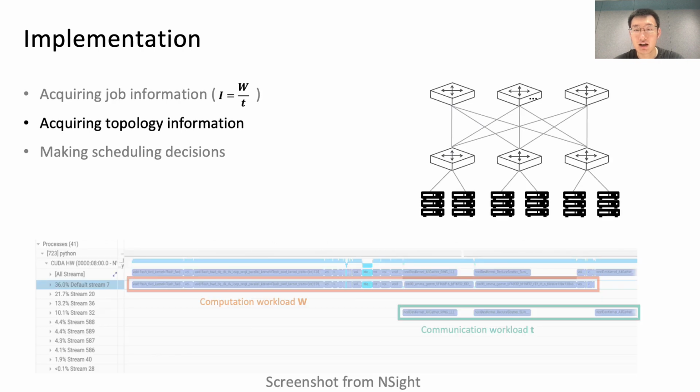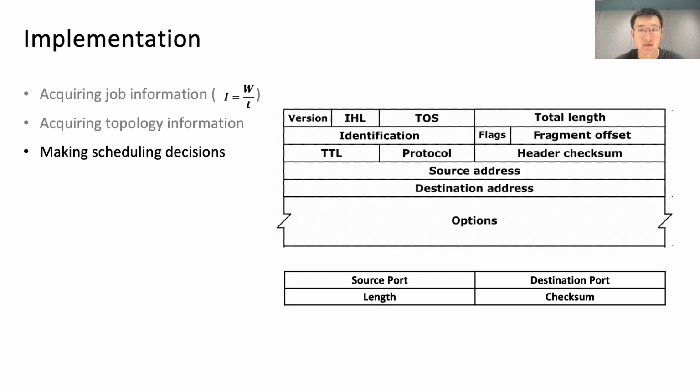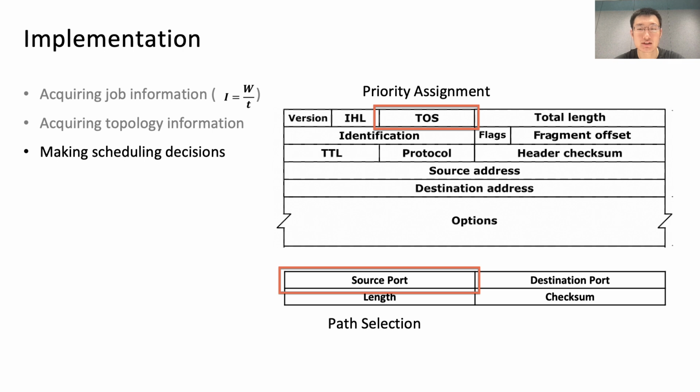The second problem is how to get path information in the network. Normally, network switches rely on hashing to forward packets based on port numbers. Therefore, we can explore all possible paths by changing the source port of packets. The third problem is how to execute the path selection and scheduling decisions. We specify the UDP source port of each packet to select different paths, and specify the type of service, TOS, in the IP header to assign priority.